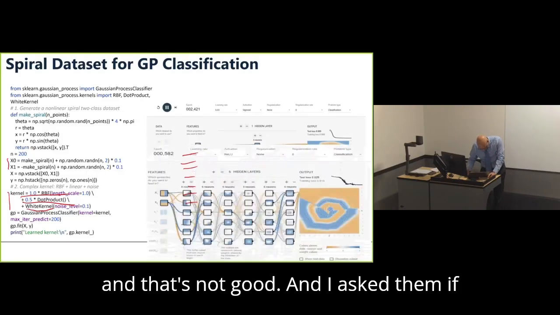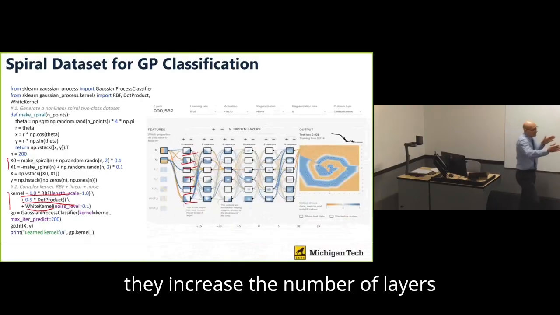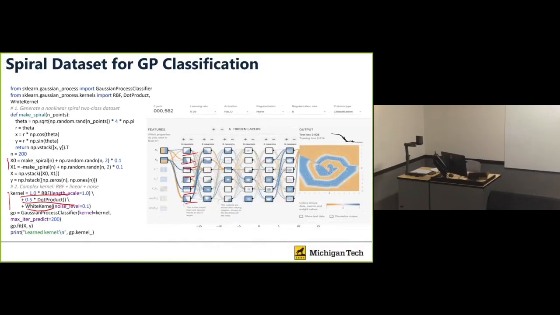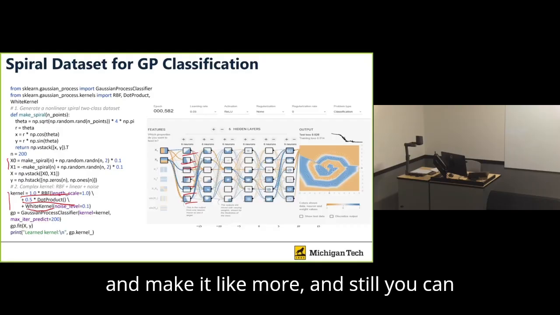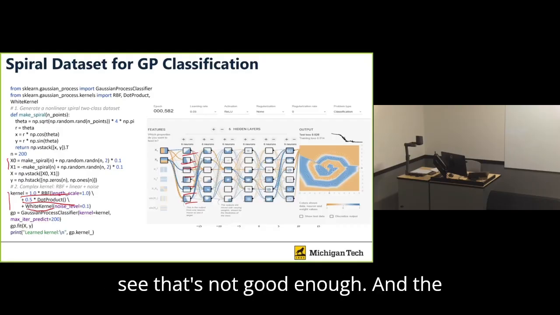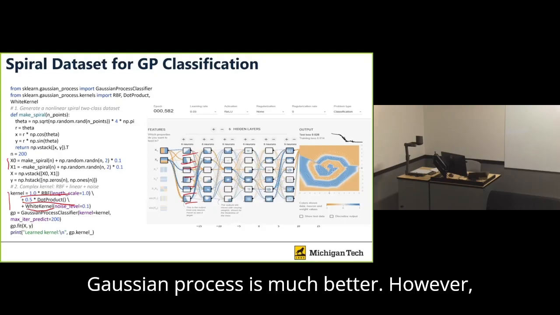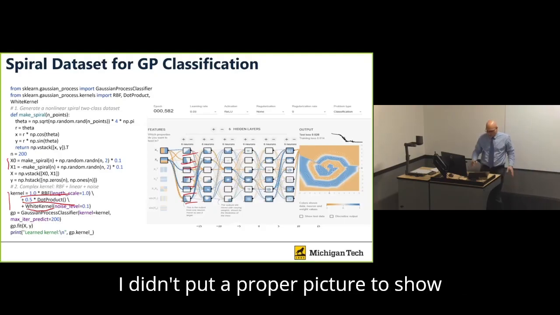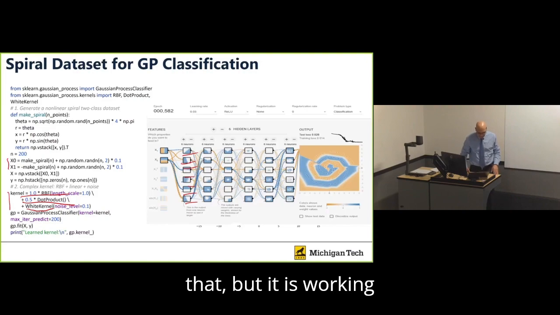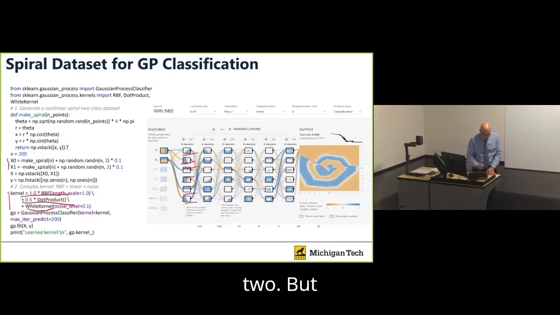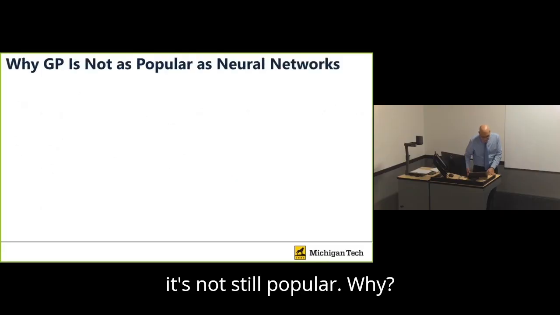And that's not good. And I asked them to increase the number of layers and make it bigger, and still you can see that's not good enough. And the Gaussian process is much better. However, I didn't put a proper picture to show that, but it works very nicely. So that's the difference between these two. But it is still not popular.